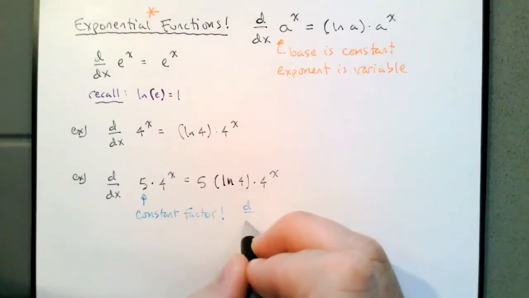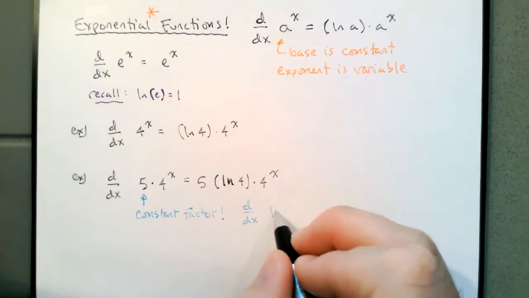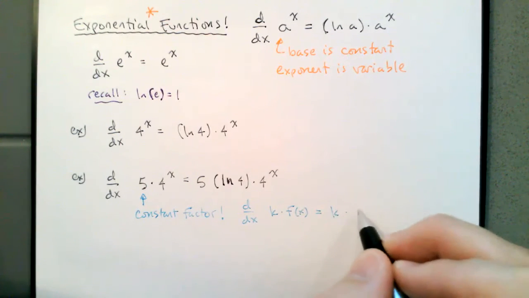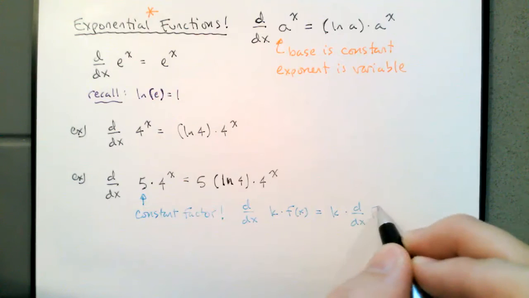The derivative of a constant times a function is that constant times the derivative of the function.